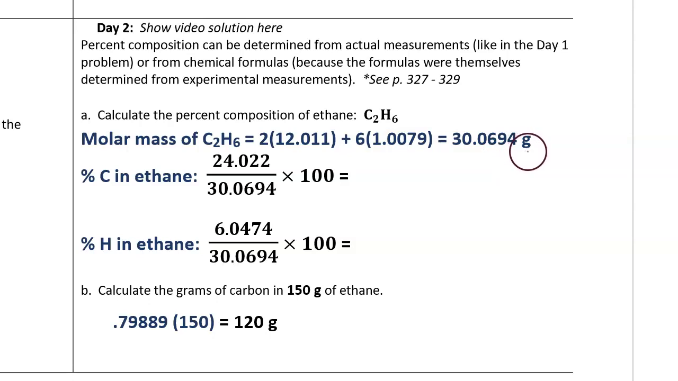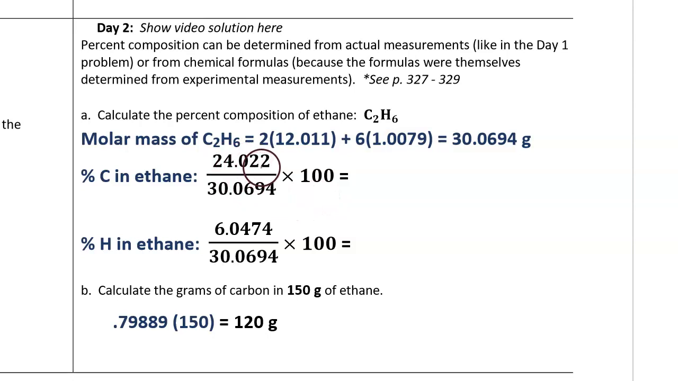30.0694 grams per mole. That number is going to become the denominator of our ratio used to get the percent, just like how in yesterday's question our denominator was the total mass of our compound. To find the percent of carbon that's in ethane, we'll take the mass of 2 carbons, 24.022, and divide by that total mass, 30.0694, and multiply by 100 to change the decimal to a percent.